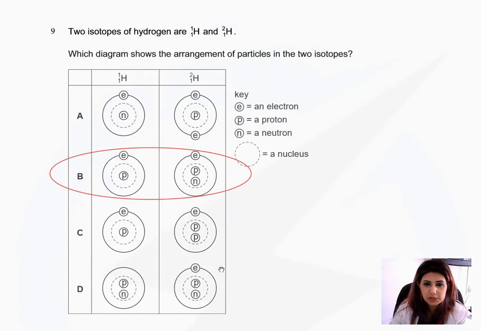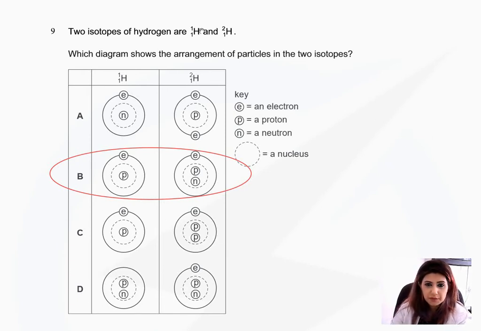9, which two are isotopes? Alright, so remember isotopes have the same number of protons, same number of electrons, but the neutrons are different. So the N will be different. Let's look at this. Now remember, we have one proton and one proton. You have only one here, there's 2 here, so that's wrong. 1 here, that's okay. So we can eliminate C from this answer.